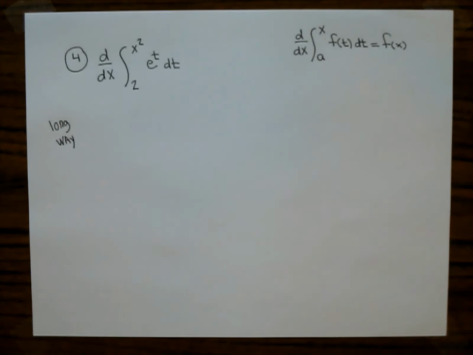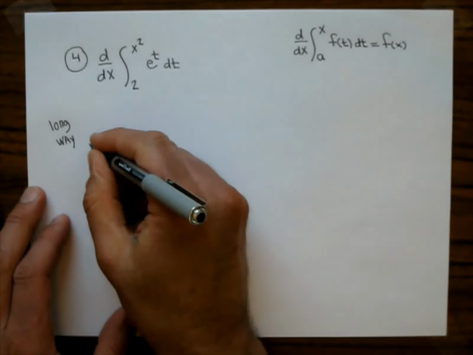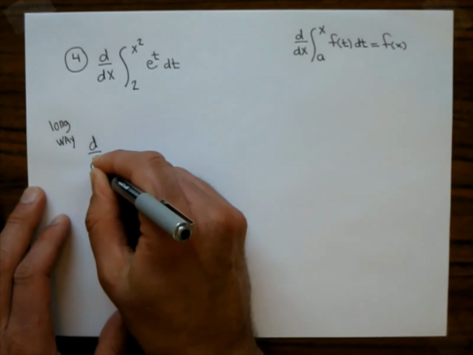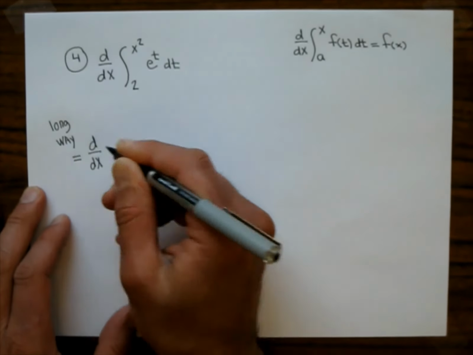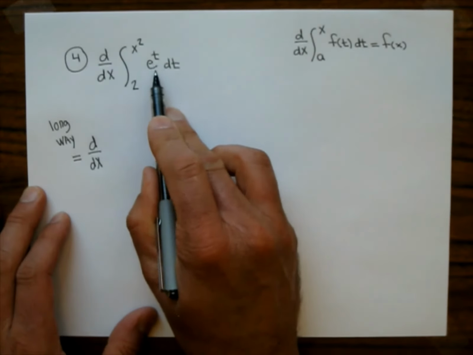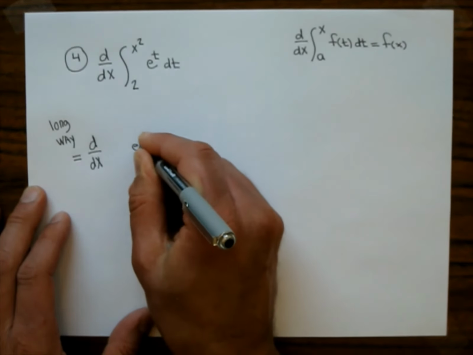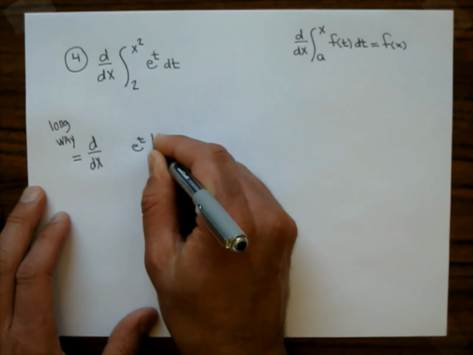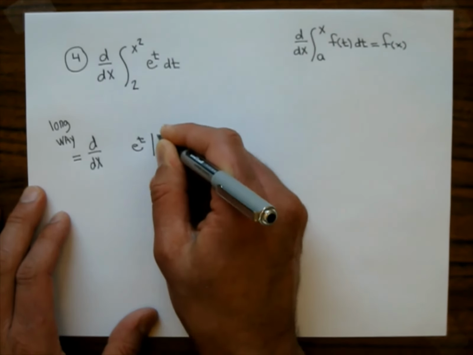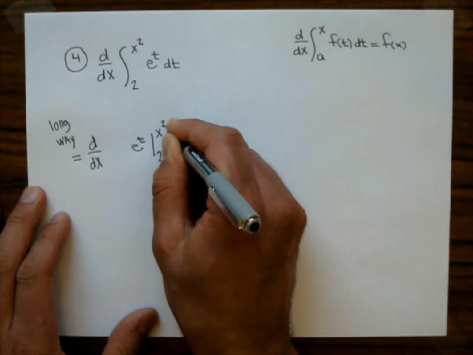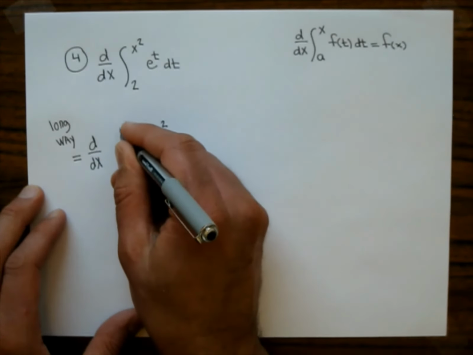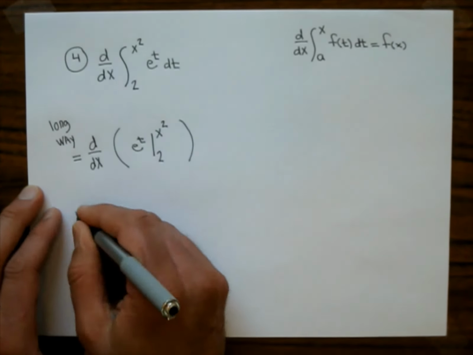And so how am I going to do this? Well, I'm going to just write the d dx out front, and I'm going to take the antiderivative of e to the t, which is e to the t. Okay, and that's going to get evaluated from 2 to x squared. And then we're taking the derivative of that.